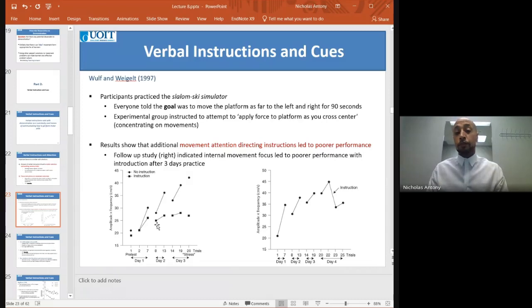And then they even did a second study where they had the people that were learning focus externally, and then they gave them those internal instructions, and it decreased their performance. So these two studies reiterated the fact that having learners focus internally led to poorer learning or poorer performance in the motor skill. Interesting, right? So you want to keep things external.